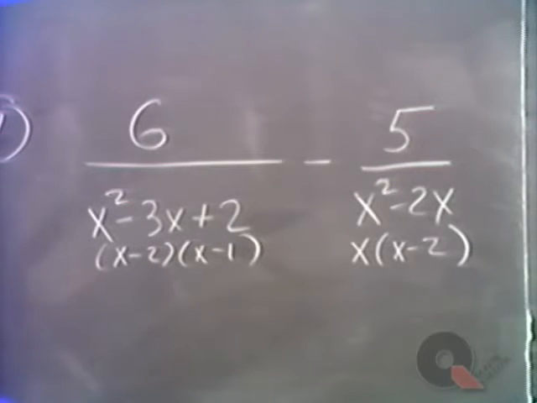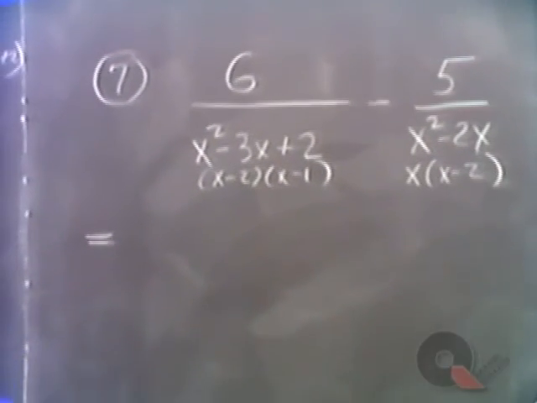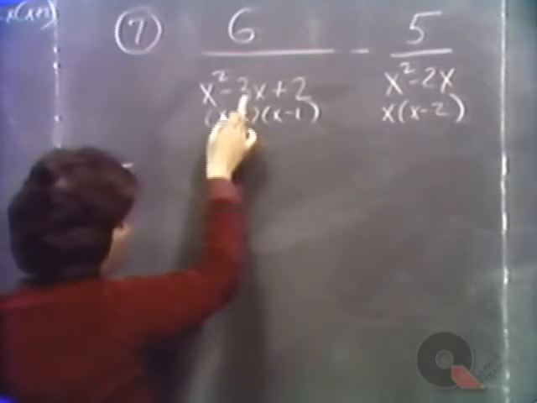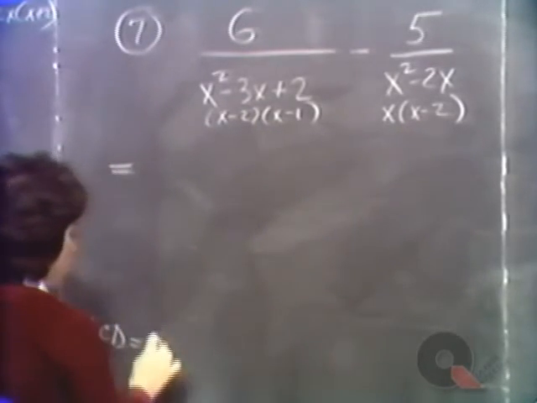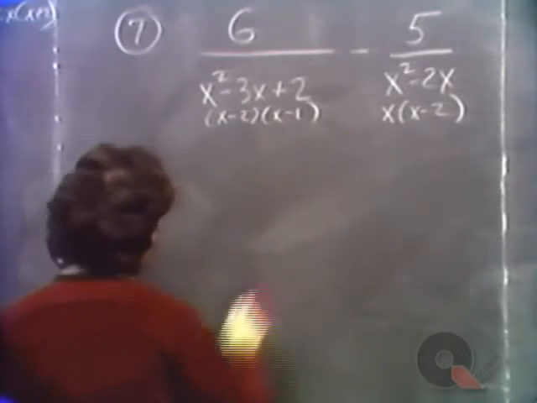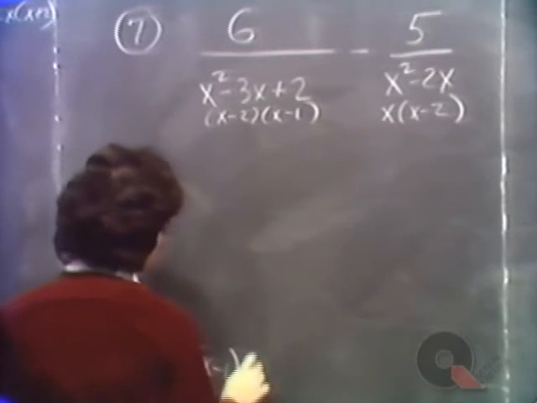Now, the LCD, lowest common denominator, is determined by taking each factor the largest number of times it appears in any one denominator. X minus 2 occurs here once, so we'll take it once. X minus 1 occurs here once and here no times, so we'll take it once. X is not here, but it does occur here once, so we'll need that.